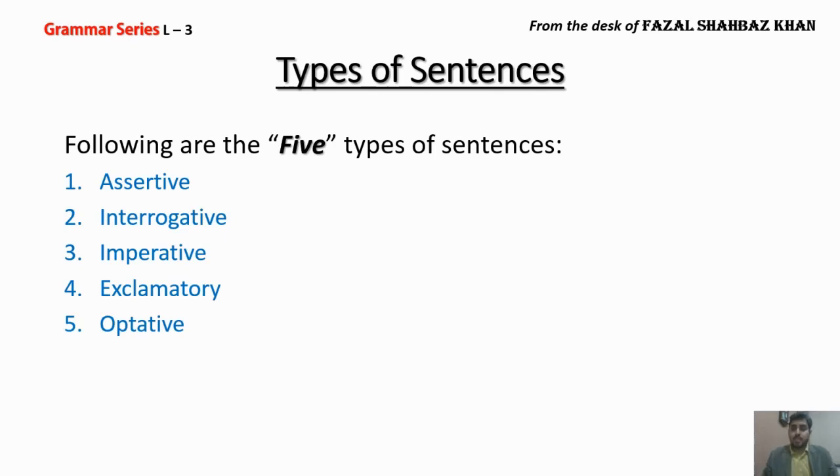Now one thing must be kept in mind before we get started. We sometimes talk about affirmative sentences, positive sentences and declarative sentences. There are so many confusions, and we'll talk about that later. But what I'm trying to say is that there are 2 aspects of every type of sentence: positive as well as negative. I don't want you to categorize this only for assertive.